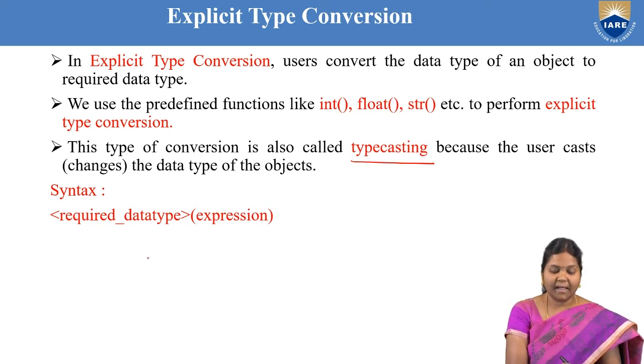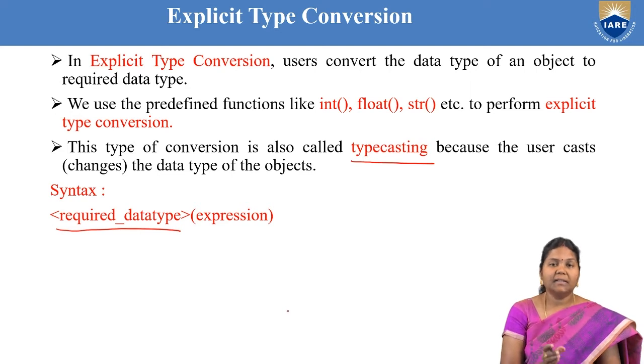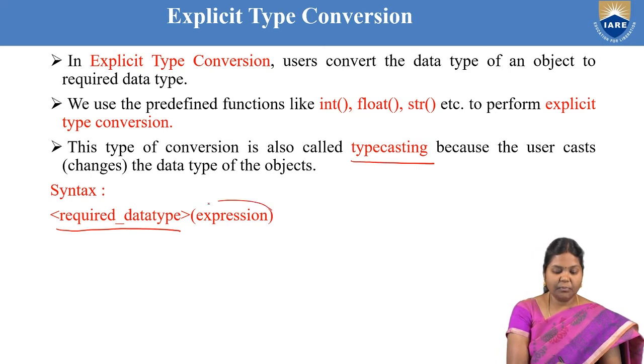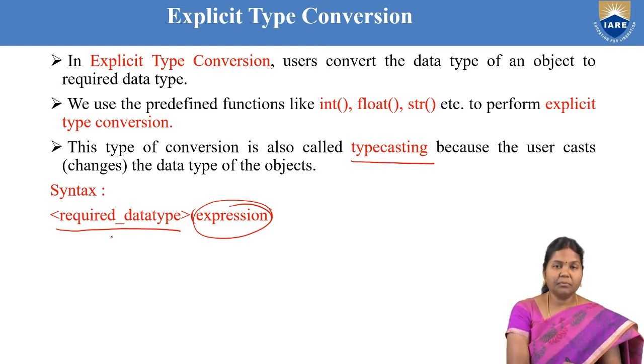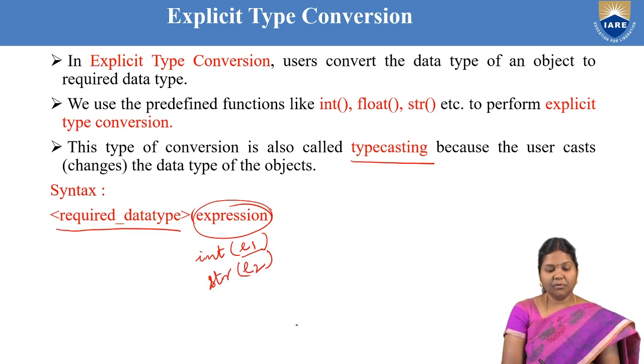If you look at the syntax, you use the predefined or built-in function for the required data type you want. And whatever you want to change, that input you have to provide here. That may be a value or it may be an expression. So suppose you want an integer, you have to write int of some value or expression. Suppose you want to convert into a string, then you give that value or expression over here. This is called explicit type conversion.